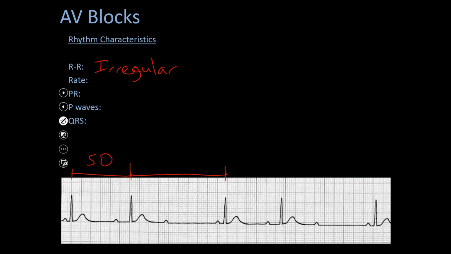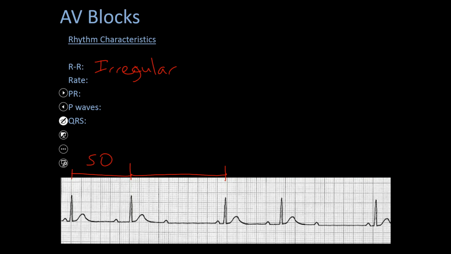So there's a couple ways you can determine the rate. You can count out a 6-second strip, so it'd be 30 large boxes, and then count the number of QRS complexes within that 6-second strip, and then multiply by 10. That's one way to do it. 6-second strips are pretty popular. Another way to do it is you can average. So in a situation like this, I have a pretty consistent kind of short, long PR or R to R interval.